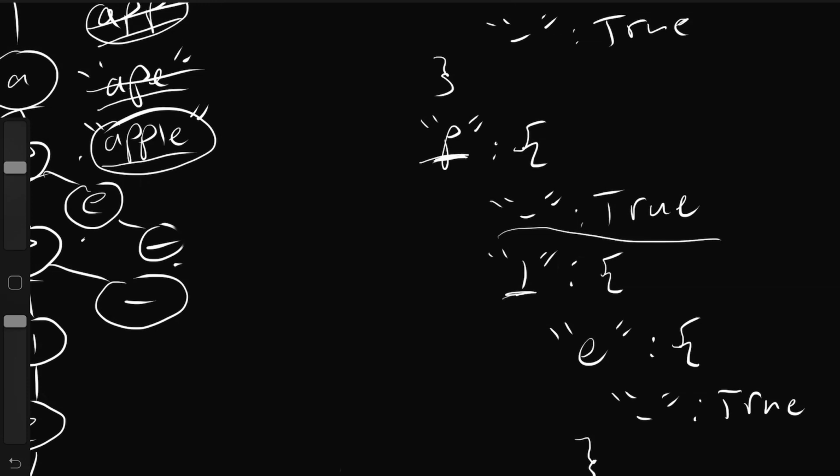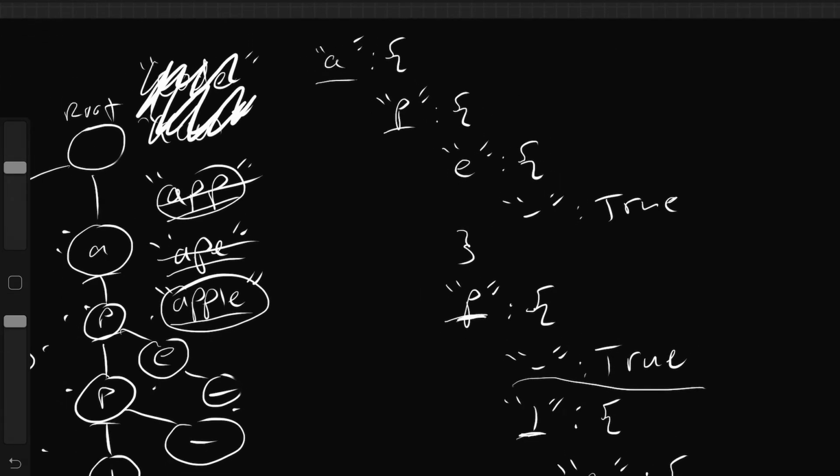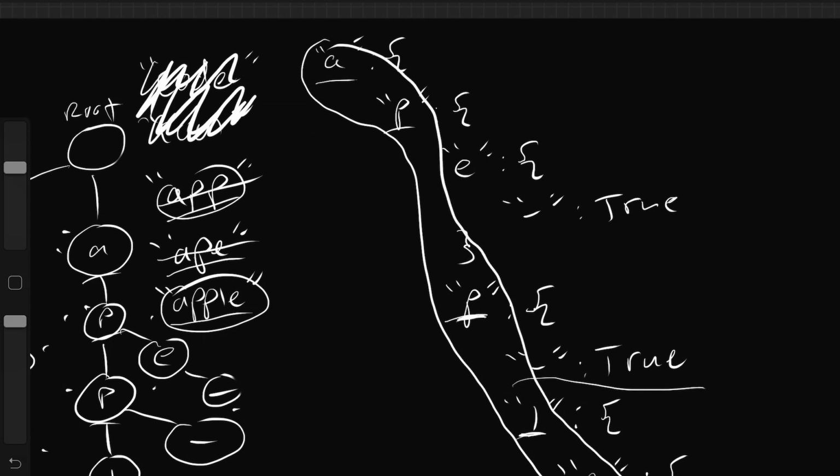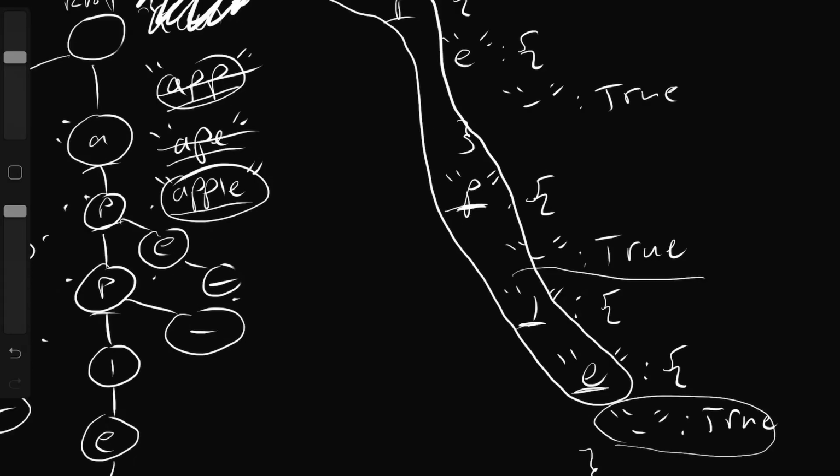And so the value of L will not point to an E. And then since apple is a valid word, we put a key-value pair with dash and true. And so visualizing this, we know that apple is its own word. So hopefully this is all making sense.